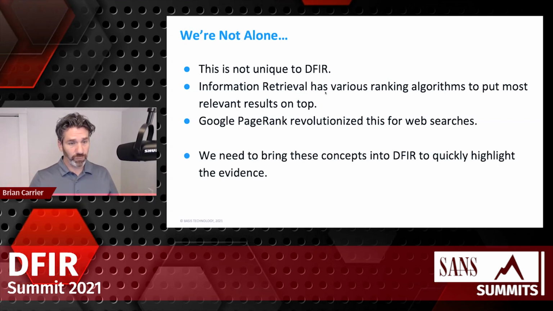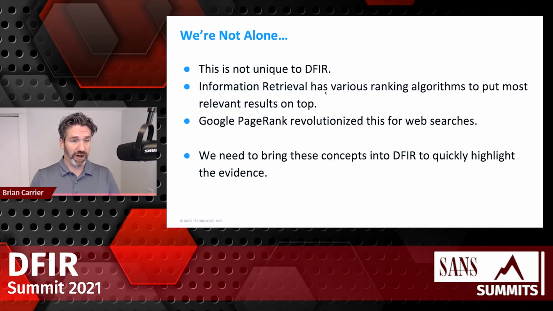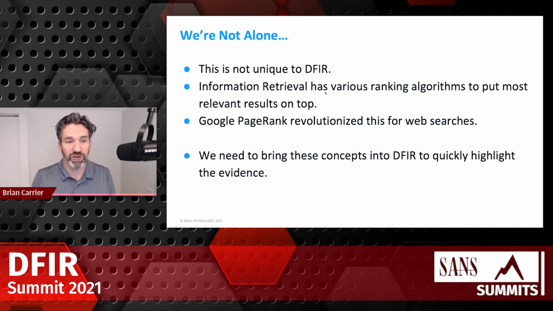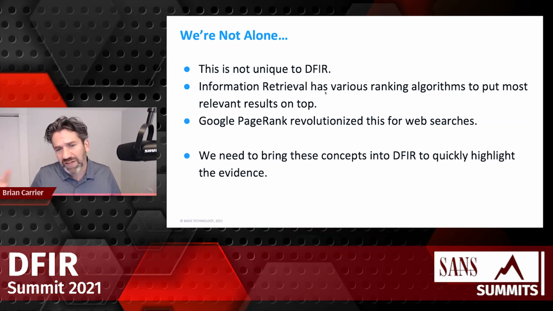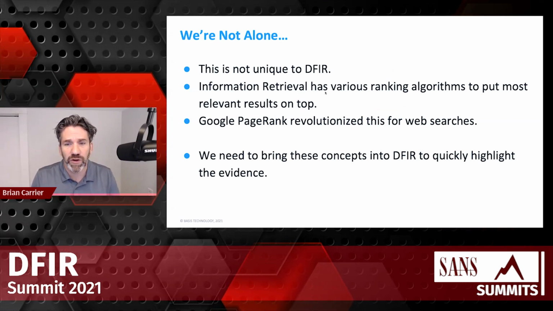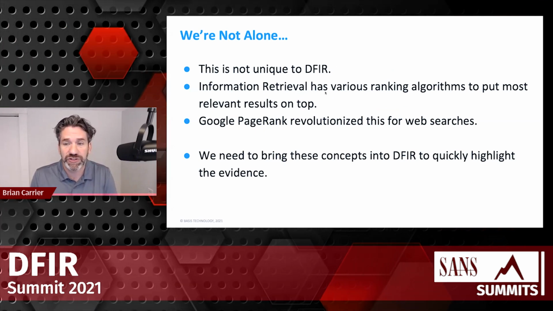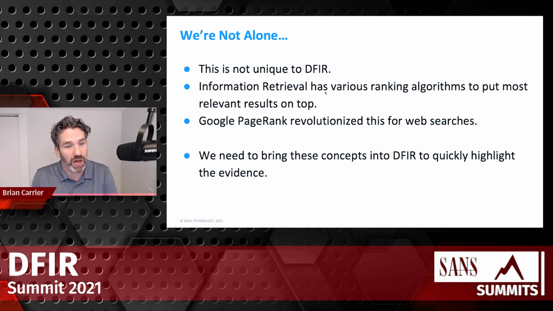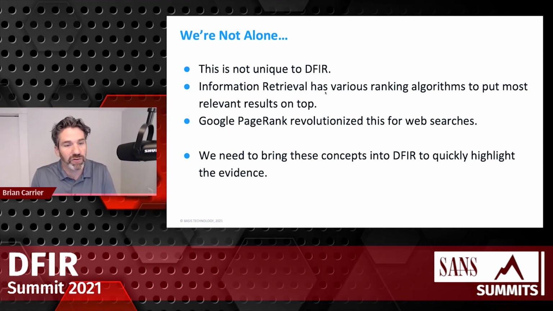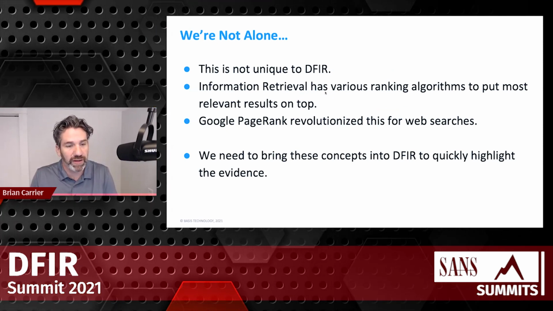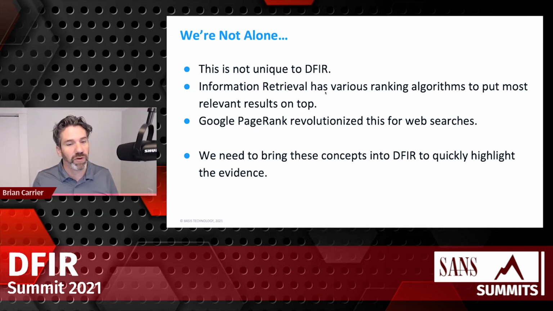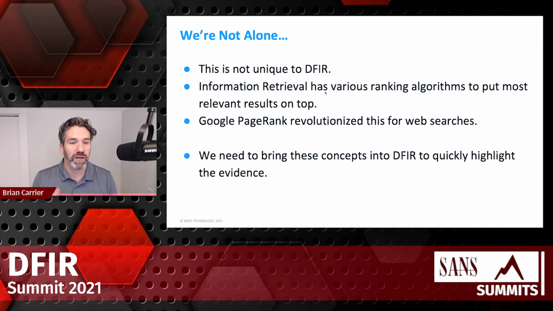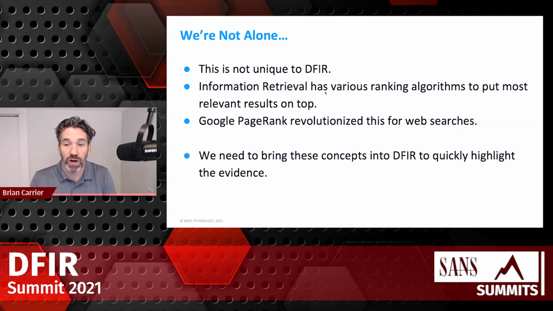So we aren't alone, right? This is not a unique DFIR problem of data overload, information overload. There's a field called information retrieval that since the 70s has been working on various ways of ranking data in your search results to put the most relevant ones on top. And of course, Google PageRank is the most famous one of these that really accelerated them over things like AltaVista that most of you probably never heard of, right? That really focus the most relevant things on top.